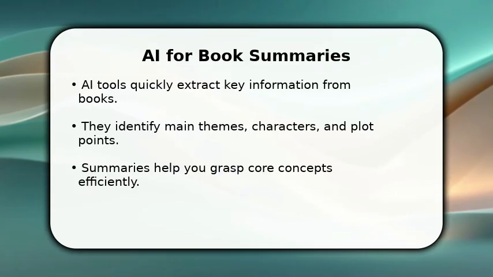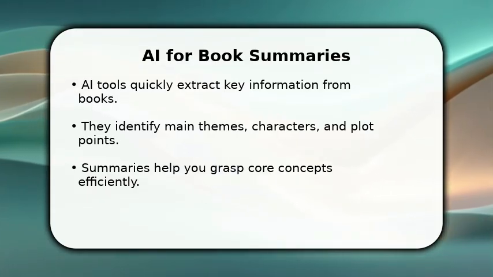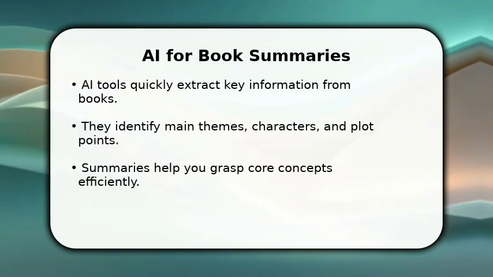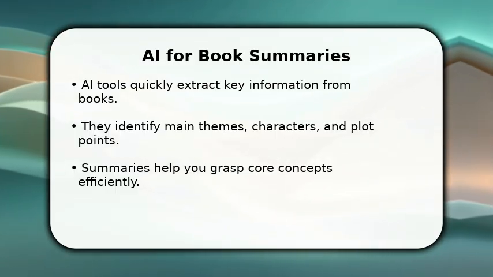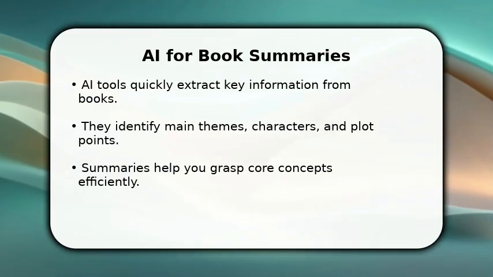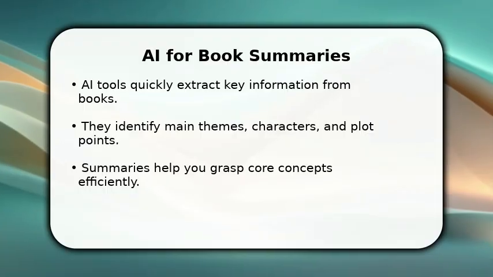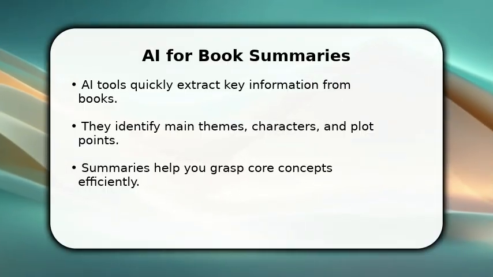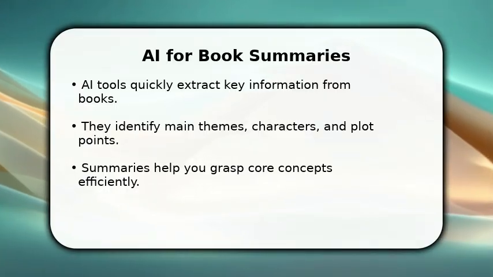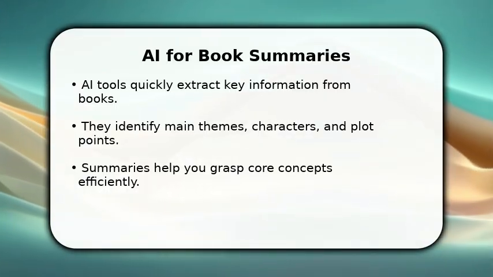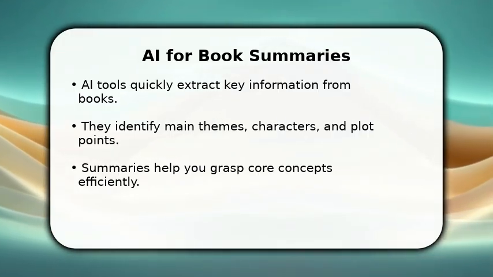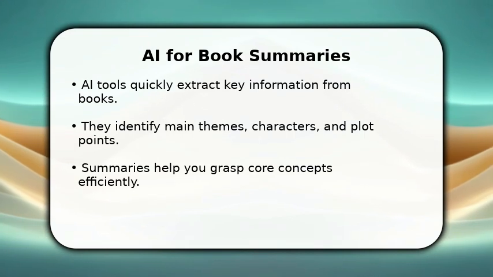In this video, I will explain how to make book summaries with AI. First, understand that artificial intelligence tools are designed to process vast amounts of text rapidly. They can pinpoint the most crucial elements, such as main characters, central themes, and significant plot developments, condensing them into a concise overview. This capability allows you to quickly grasp the essence of a book, saving you valuable time and enhancing your comprehension of complex material.